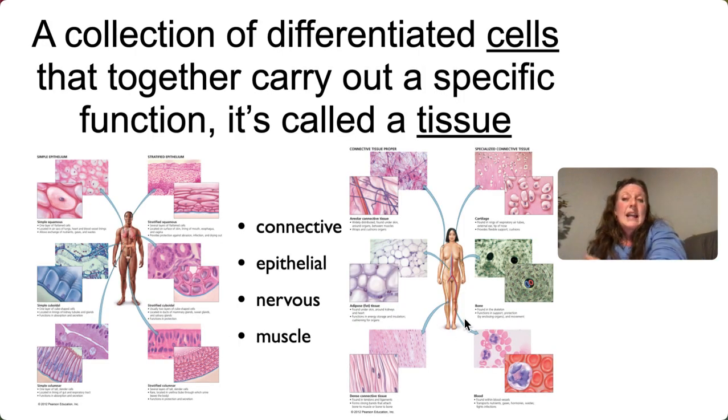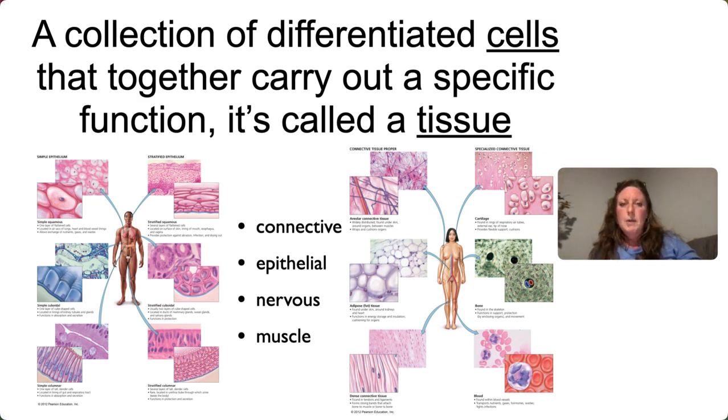specialized cells can be part of a collection of differentiated cells, which we call a tissue. And there are four tissues that make up the human body: connective tissue, which connects things; epithelial tissue, which covers things; nervous tissue, which stimulates and controls things; and muscle tissue, which moves things.